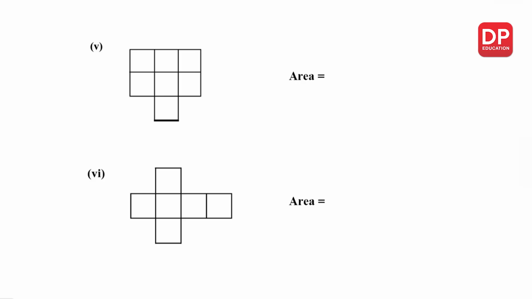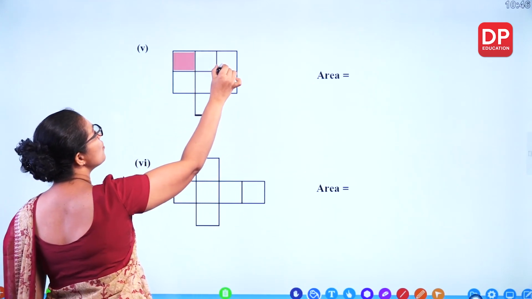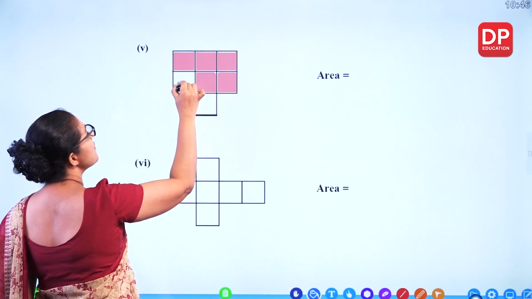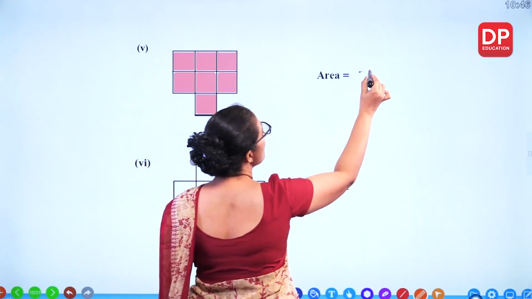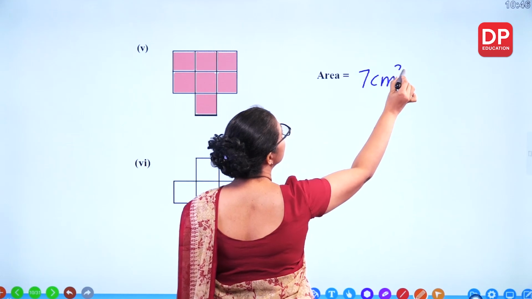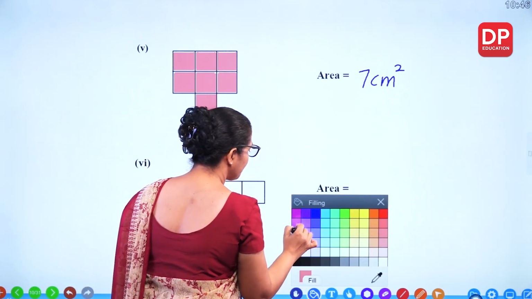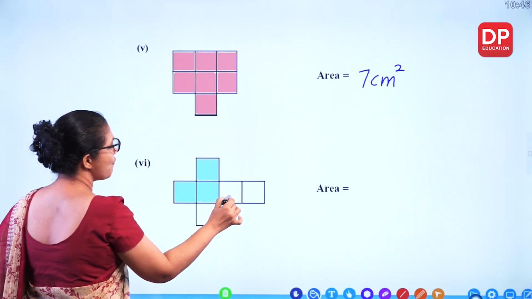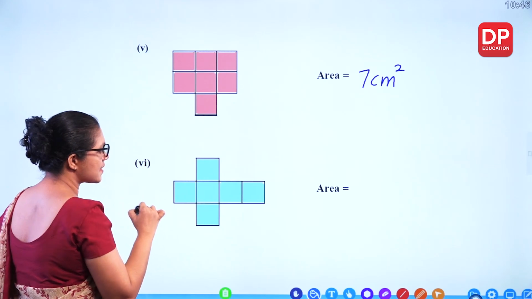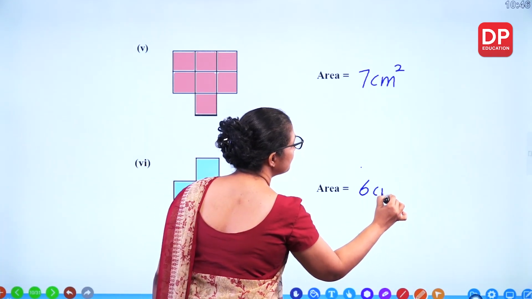This shape, how many squares are there? 1, 2, 3, 4, 5, 6, 7. 7 square centimeters. What about this one? 1, 2, 3, 4, 5, 6. 6 square centimeters.